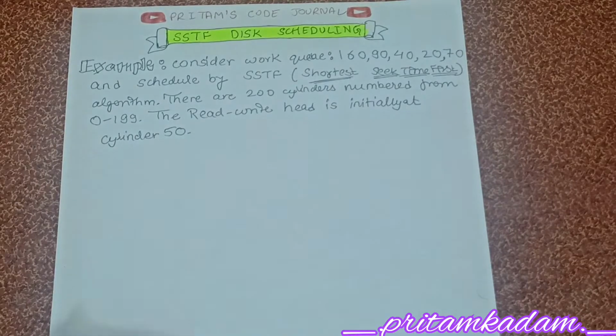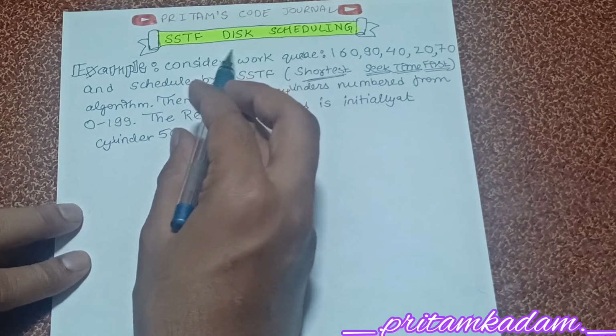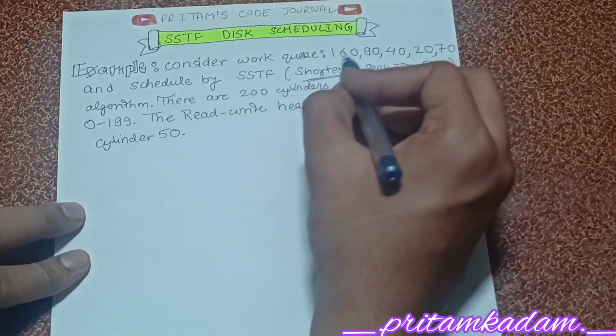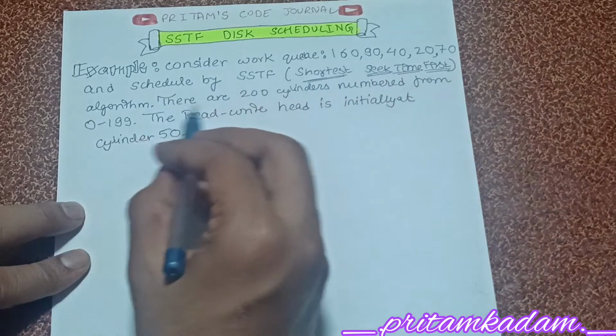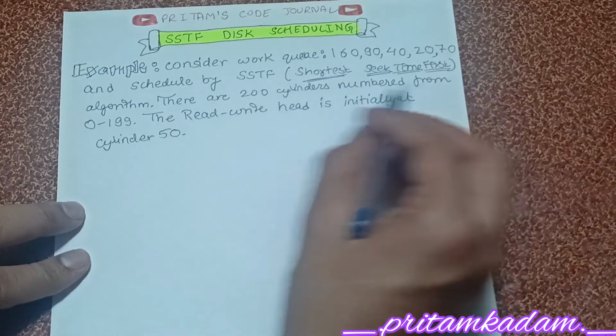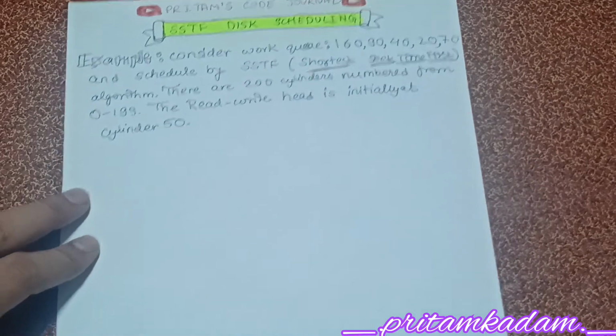Hello everyone. So today we will solve SSTF disk scheduling, shortest seek time first. Okay, we have the work queue. We also have the number of cylinders, that is 200 cylinders from 0 to 199, and the head starts at 50. So let us start writing the solution.